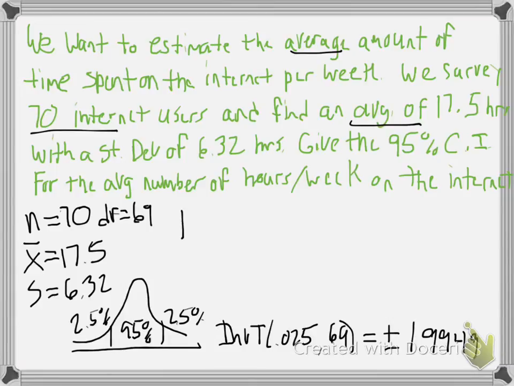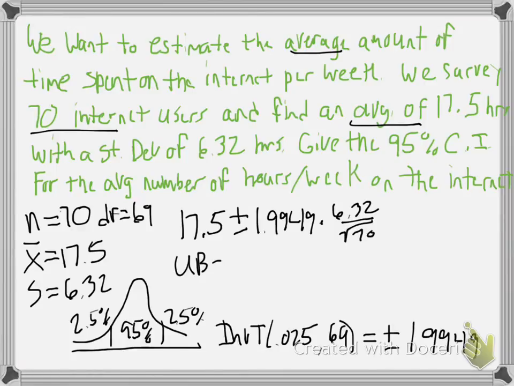Okay, then I follow my formula. X bar, 17.5, plus or minus the 1.9949 times the sample standard deviation, which is 6.32, divided by the square root of n, which is 70. Square root of 70. So we just got to type it into our calculator and get the upper bound and the lower bound.